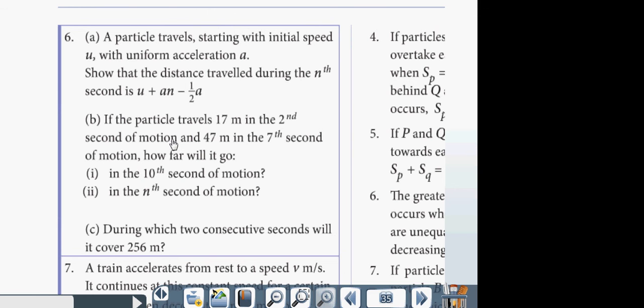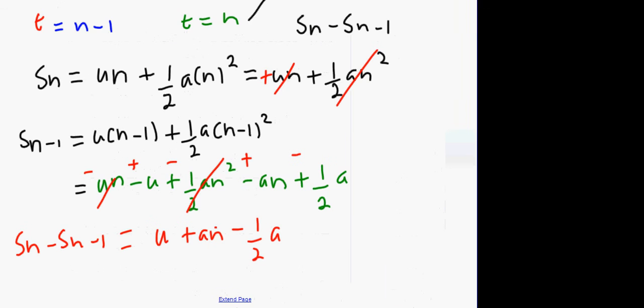and in the 47 meters in the 7th second of motion. How far will it go? So what we're going to do is the following. We're going to write down the following points here, okay?